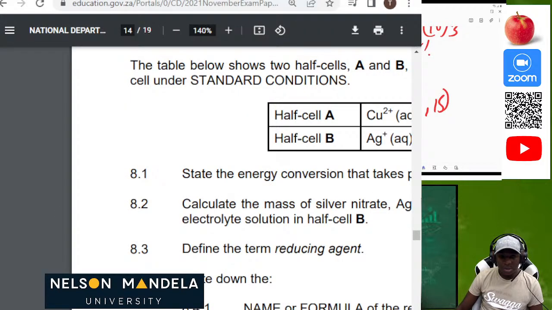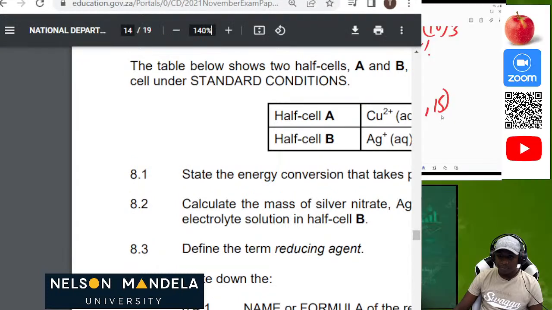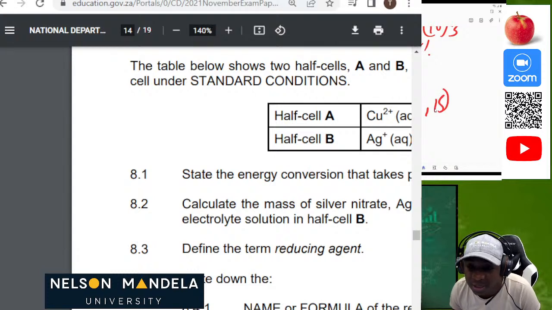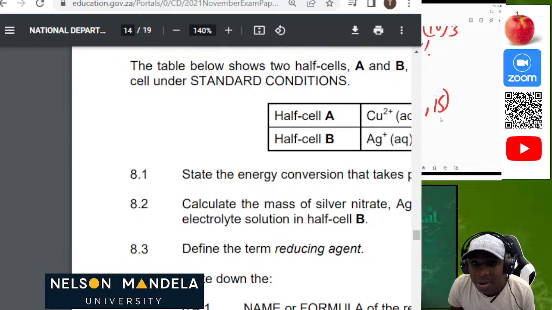The question says define the term reducing agent. You see, everything I gave you is cream. It's something which you need as it is, so don't worry about many stuff. Now you just have to define your reducing agent.